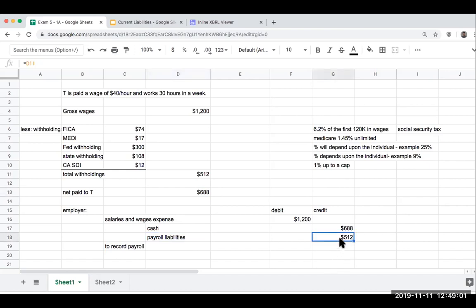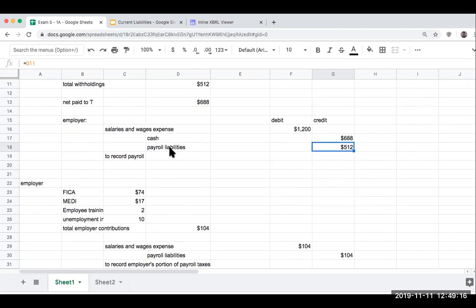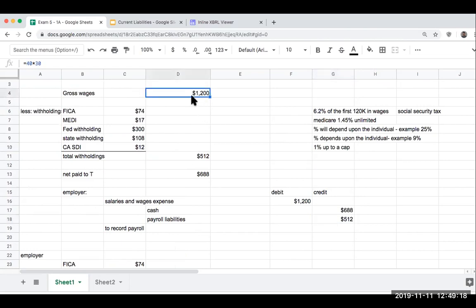Why is this a liability? Because generally when I'm doing these types of withholdings, I'm not going to be paying them to the state agency or the federal agency immediately. It might be at the end of the month. Over here, though, at the same time, is this all I need to pay on behalf of this employee, the $1,200?